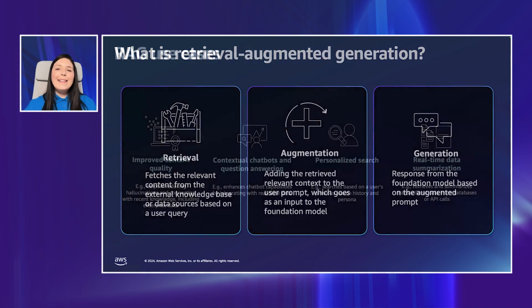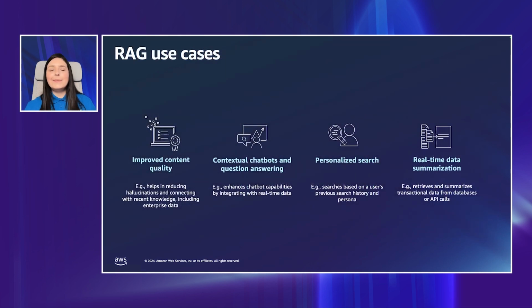Okay. And what are the use cases of RAG? So why do I need to do RAG for my foundation models? So the first use case, the most important use case that we have for RAG, is to really improve the content quality. So we want to answer right. So we want to have the right answers for your prompts. So you want to reduce the hallucination.